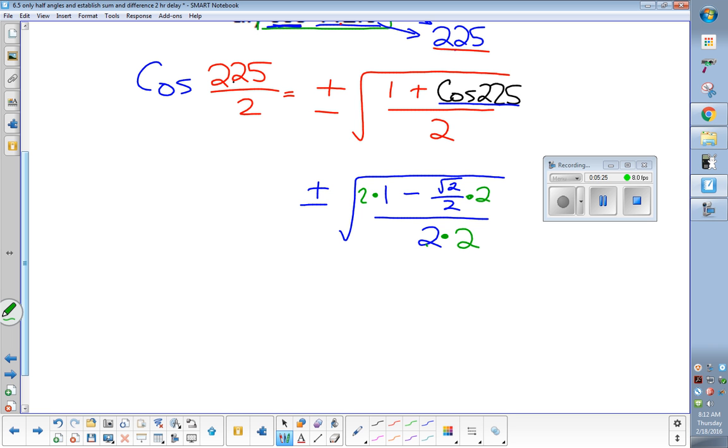If I multiply this by 2, it gets me 2. If I multiply this by 2, those two things cancel. And if I multiply 2 by 2, it would get me 4.